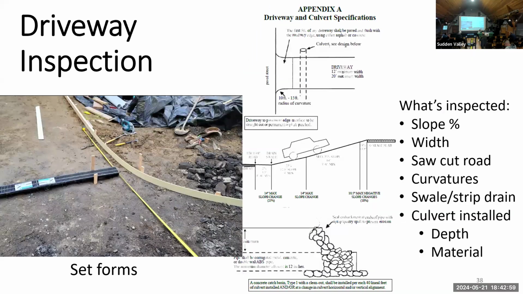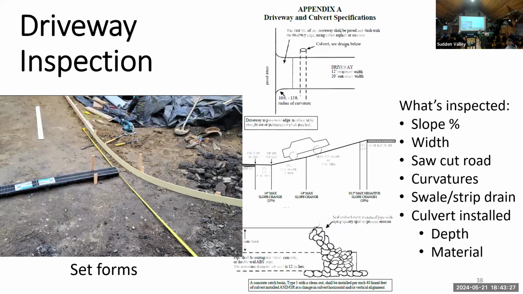When forms are set, what we're looking for is the details that are in Appendix A. We'll be measuring the slope percent, we'll be measuring the width, so 12 to 20 feet, well, 12 minimum, 20 maximum. Make sure the road is saw cut. We're looking for the curvatures. So there's a 10 to 15 radius of curvature from the driveway to the road edge.